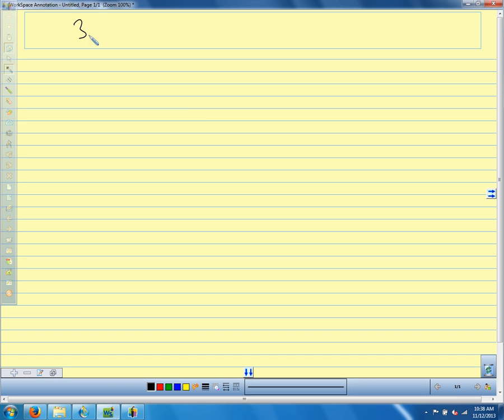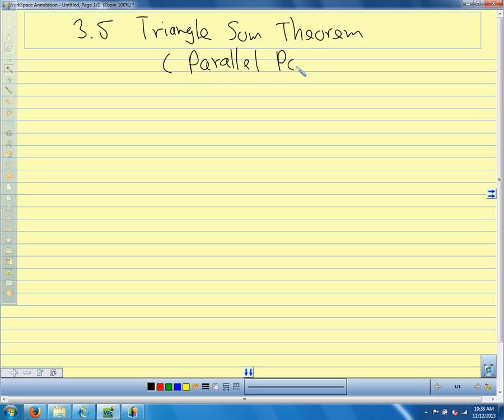Section 3.5, and we're going to talk about the triangle sum theorem, and it comes from, I'm going to put in parentheses, the parallel postulate.